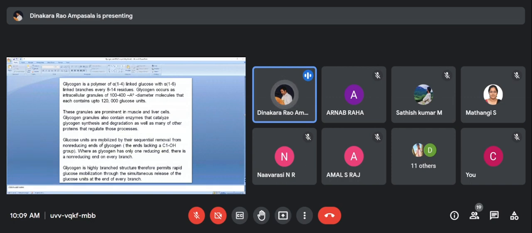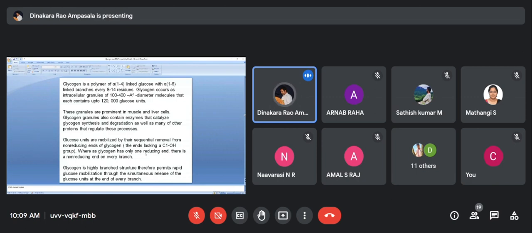Okay, glucose units are mobilized by their sequential removal from the non-reducing ends of the glycogen. The ends lack a C1 hydroxyl group, which is called a non-reducing end. That is a very primary thing.